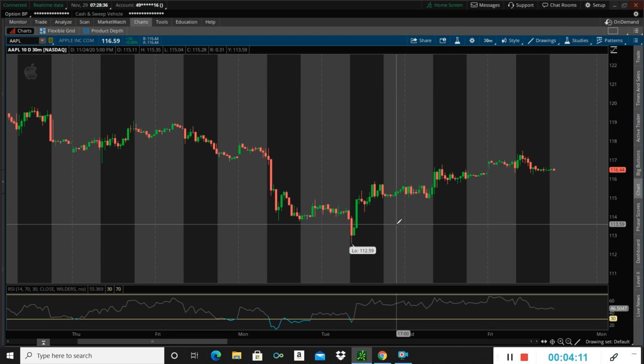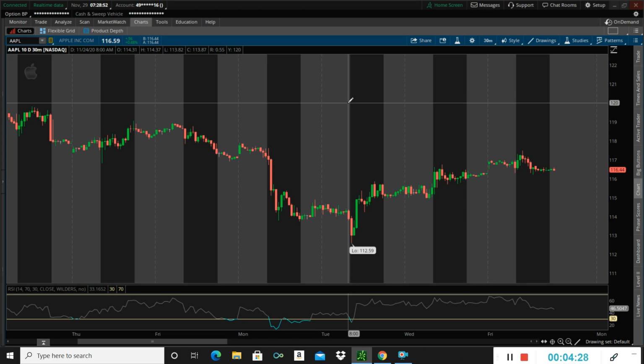Same thing if it was bearish divergence, it would just be the opposite. The stock makes a high and then a higher high, but on the RSI, it makes a high but then a lower high for the second one. So that's good to keep in mind. That's how you use it. It's a pretty good indicator.